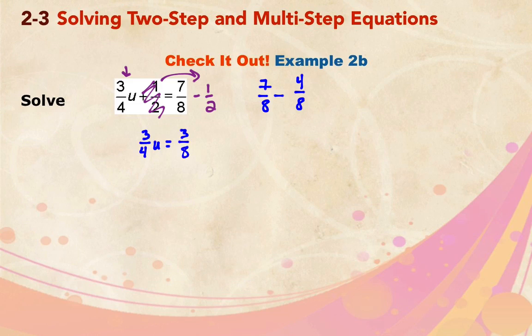And I think this time I'm going to do the reciprocal method again, just as a time saver. 4 over 3. So these will cancel out. I'm left with my u. And I'm just going to multiply across here. u equals 3 times 4 is 12, 8 times 3 is 24. And I can reduce this actually. So u equals 1/2.